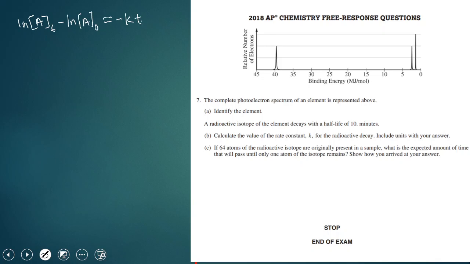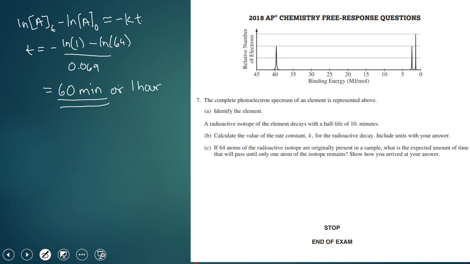And so all you have to do is solve for t, and so t is equal to negative ln of, well, our A at t is going to be 1. So t is equal to negative ln of 1 minus ln of 64 over our k value, which we found out was 0.069. And so remember, we're dividing by minutes to the power of -1, so our final answer would come up in minutes, and we get our same answer of 60 minutes. Or 1 hour, if you want to be fancy.